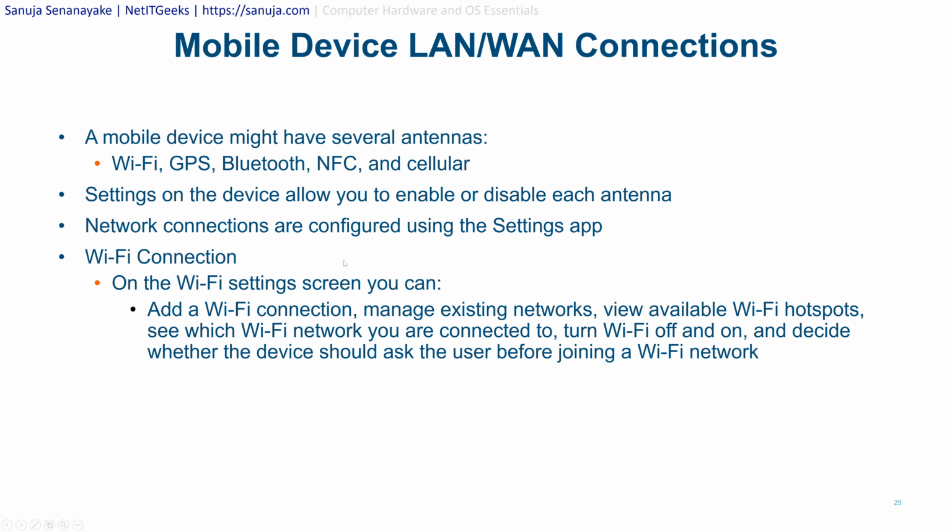Network connections are configured using the settings app, and Wi-Fi connections are the ones that we're going to look at in a little bit more detail now. On the Wi-Fi settings screen, you can add a Wi-Fi connection, manage existing networks, view available Wi-Fi hotspots, see which Wi-Fi network you are connected to, turn Wi-Fi on or off, and decide whether the device should ask the user before joining a Wi-Fi network. All of these things, for example, can be done through the Wi-Fi settings.